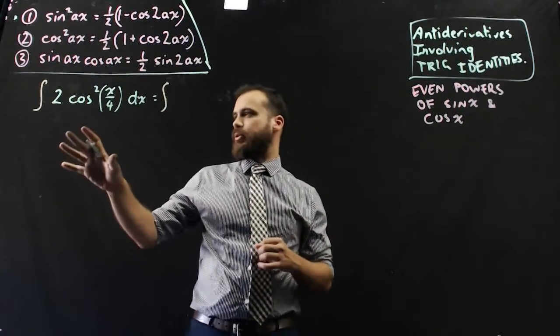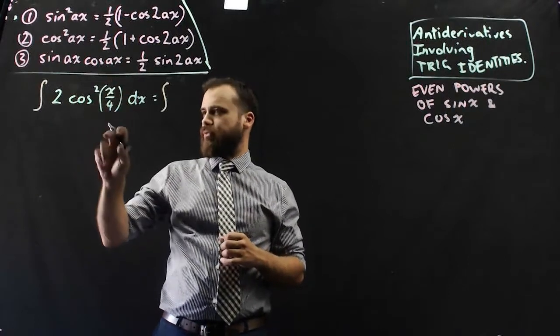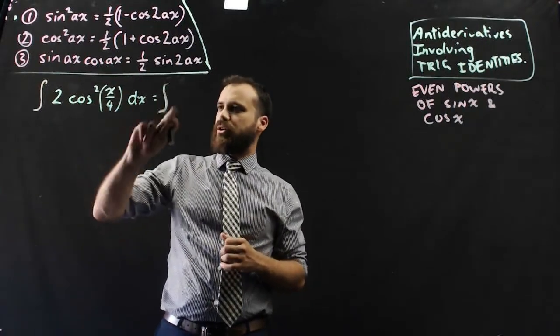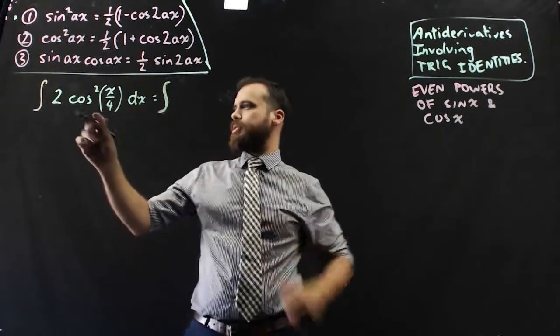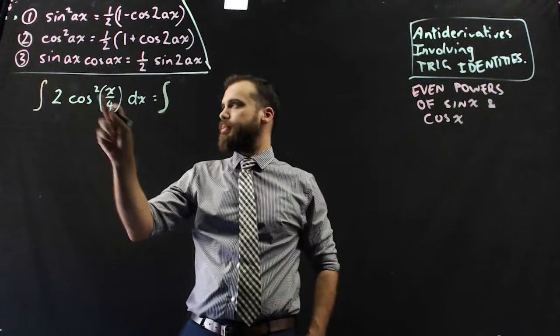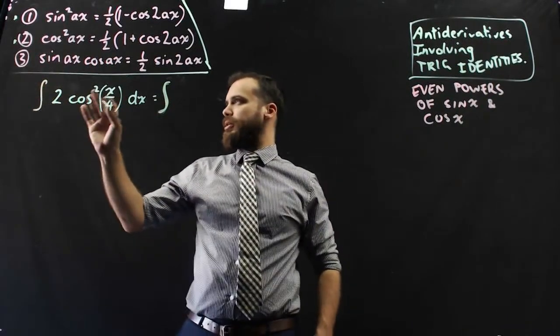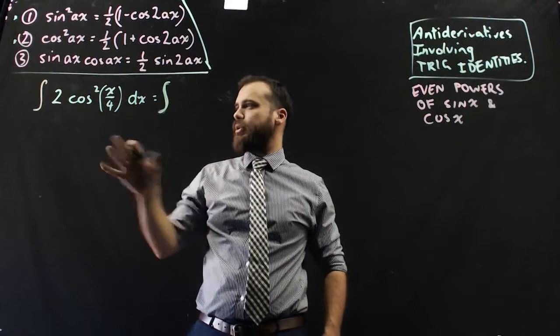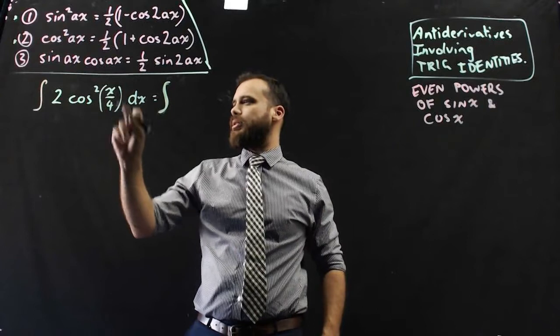Alright, so here's our second question here. The integral of 2 cos squared x on 4 with respect to x. So if I'm finding the integral of that, the first step is to notice that this cos squared business can be related to our second identity here. Now, just be careful with how you work here. It's not cos squared ax, it's 2 cos squared ax.